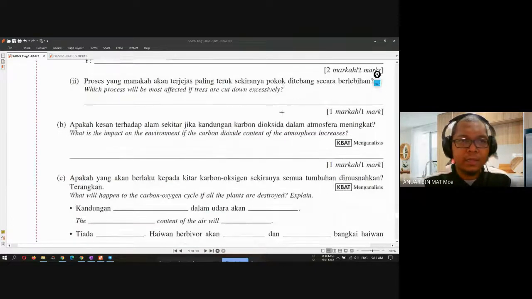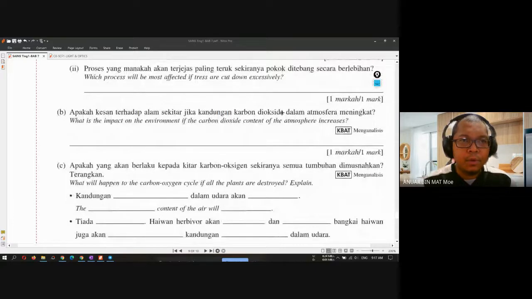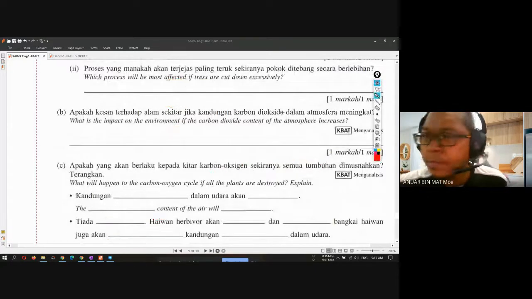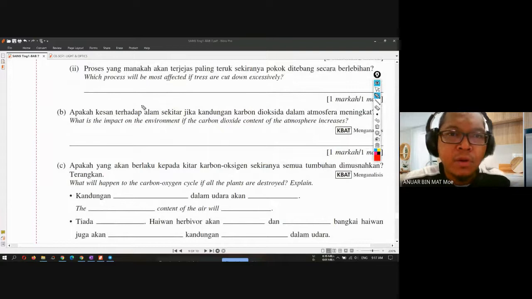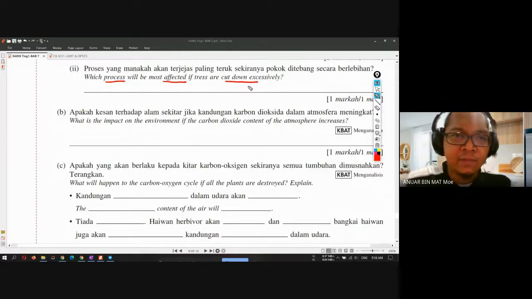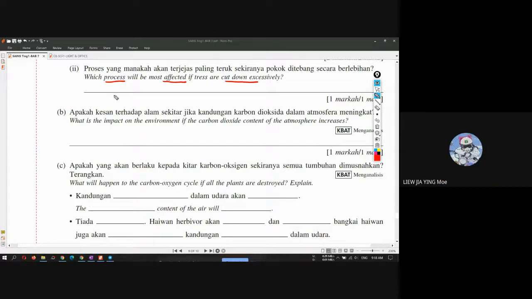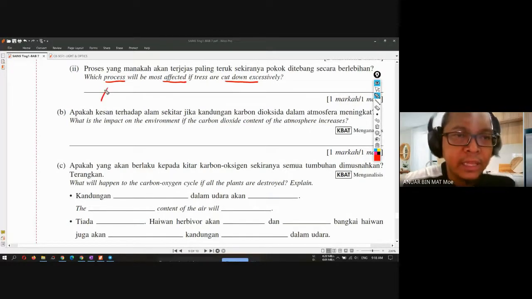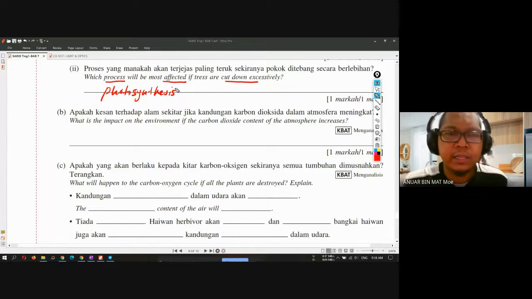Next question, number two. Which process will be most affected if trees are cut down excessively? Very easy this one. Photosynthesis. Yes, of course, photosynthesis, because the only process that produces oxygen is photosynthesis.